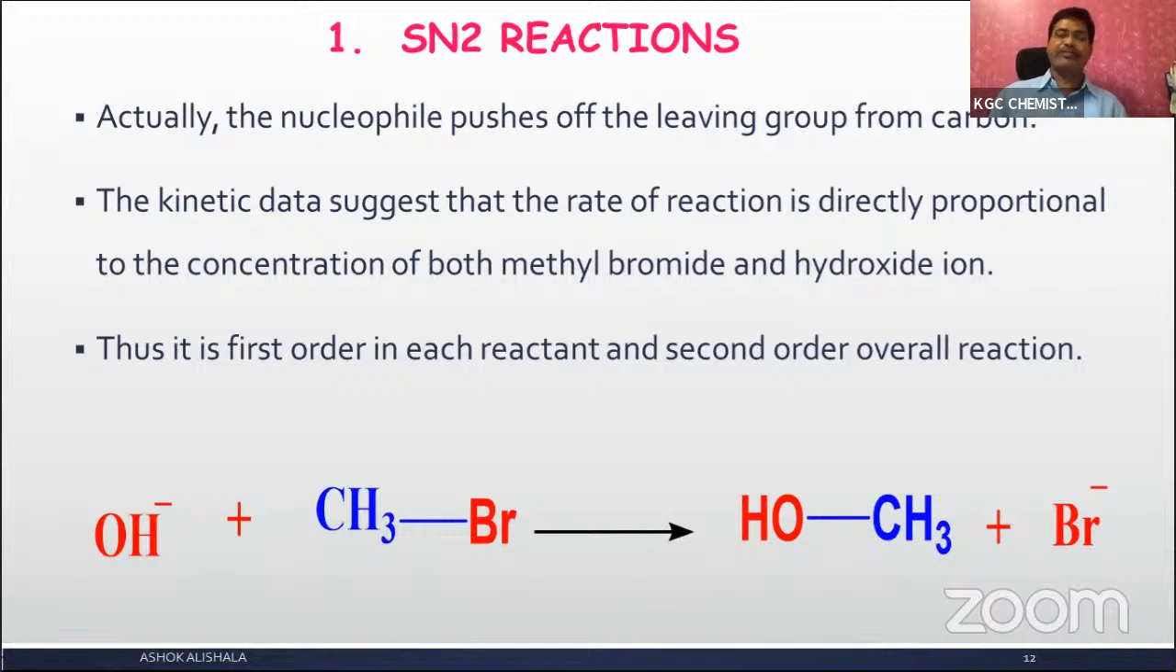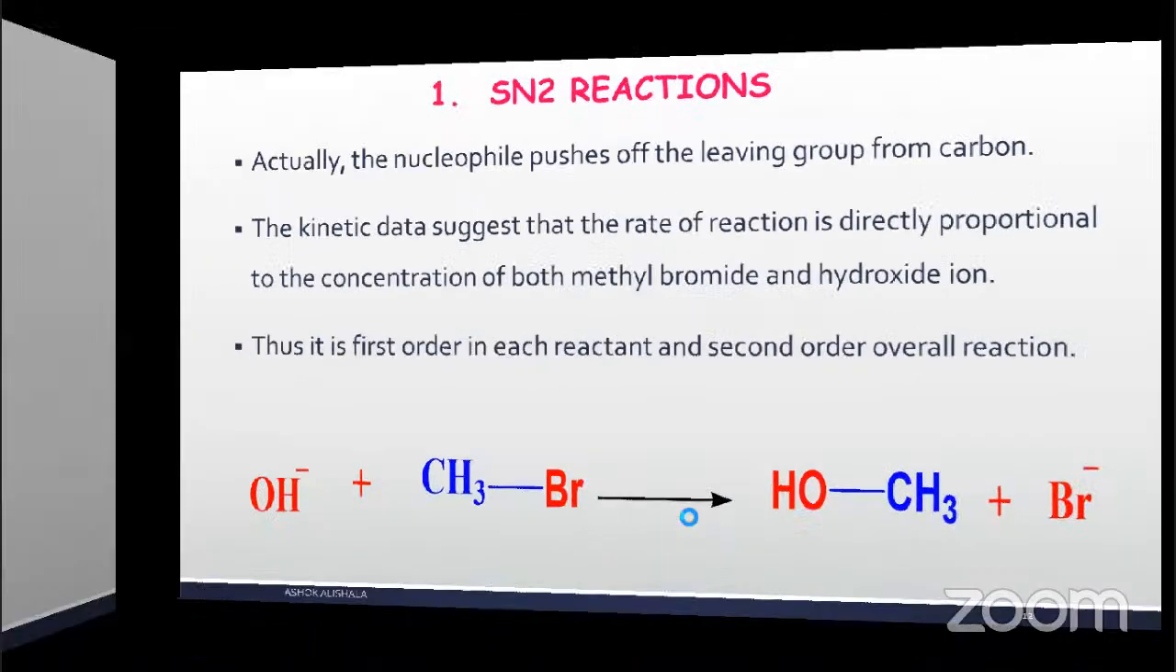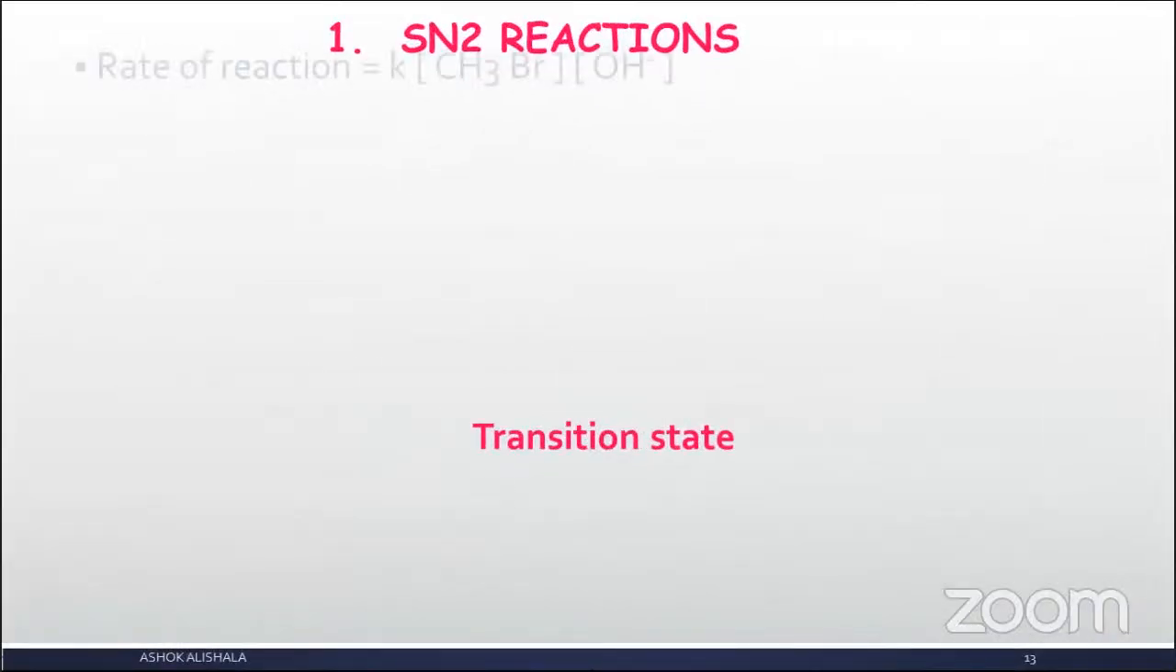This is going to be happening. The hydroxide ion pushes the bromide. This is going to be the incoming group. The bromide is what is called a leaving group. Now we will discuss again the mechanism. See, this is going to be the mechanism.